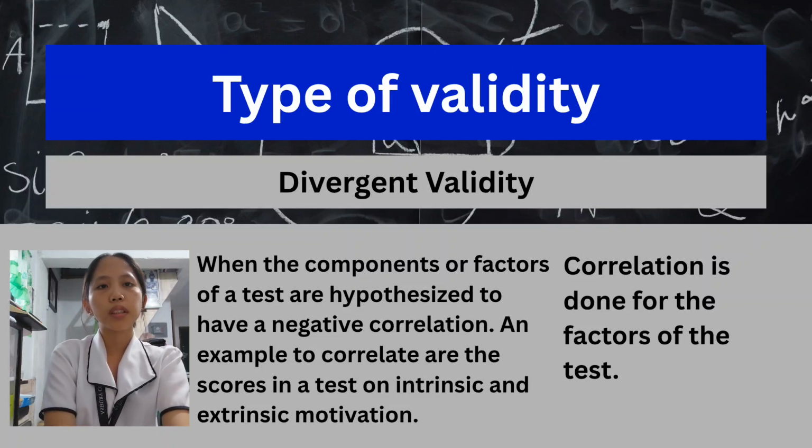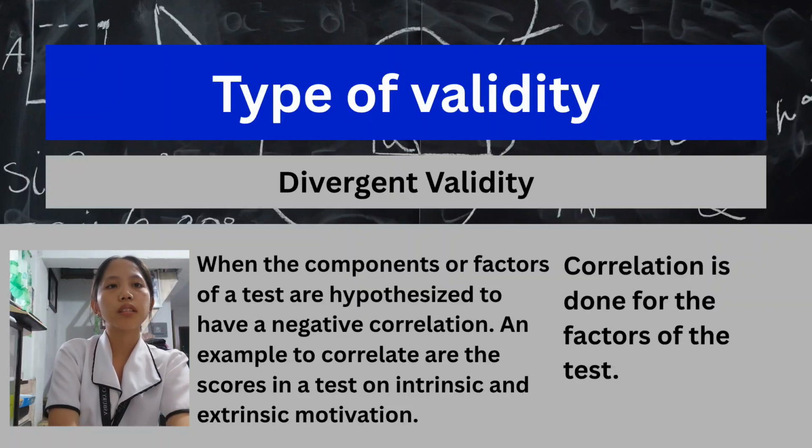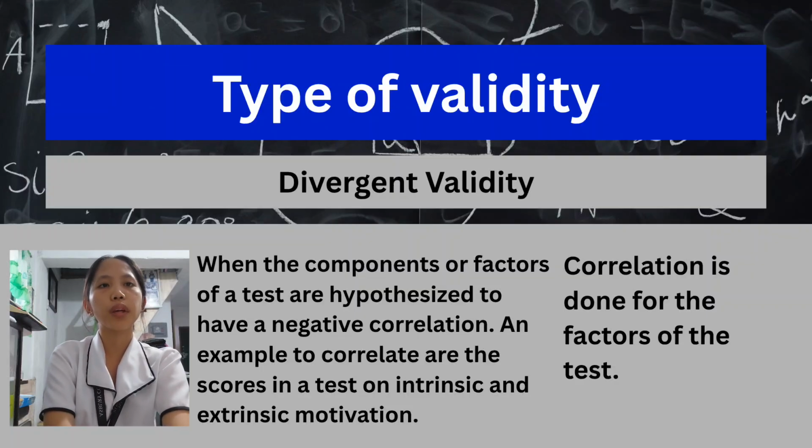So, for the procedure of this test, it's very, very simple. Correlation is done for the factors of the test. So, we compare the scores of the different factors and check the relationship. If yung factors that are expected to be different show the expected negative correlation, that supports divergent validity.